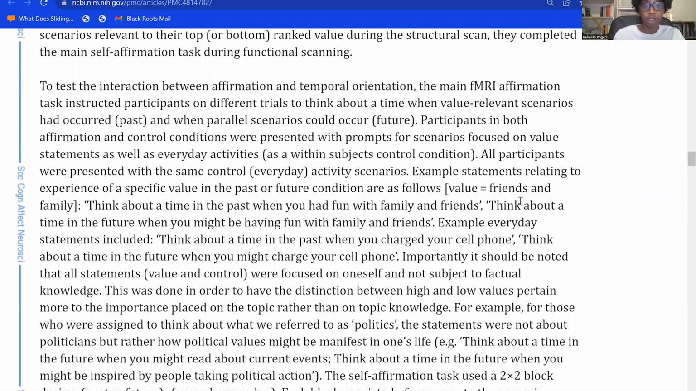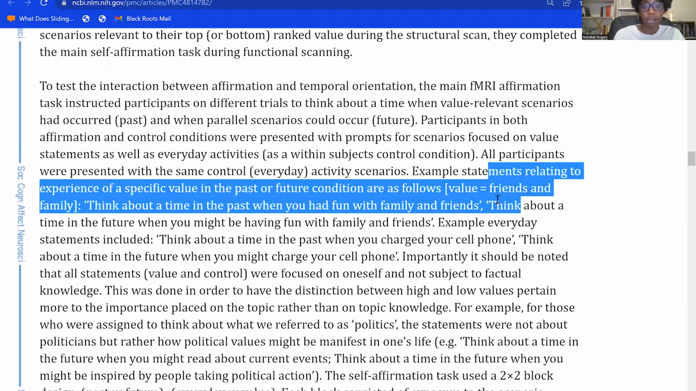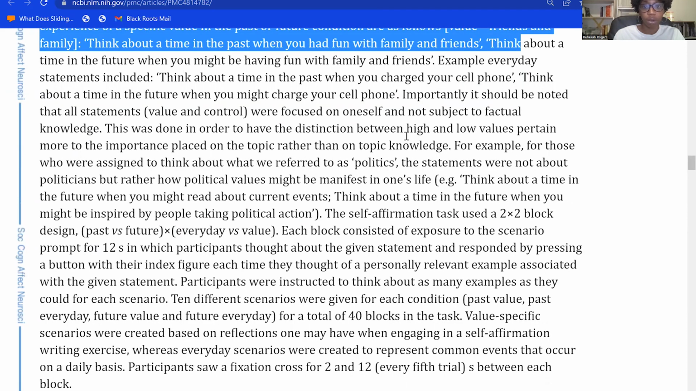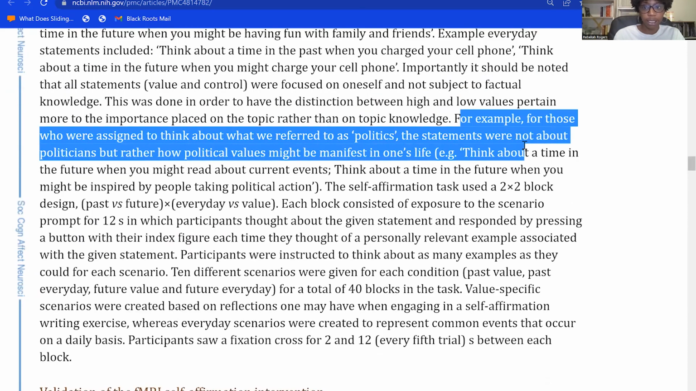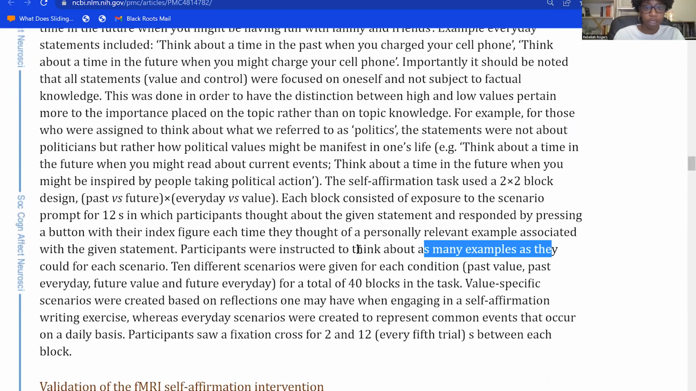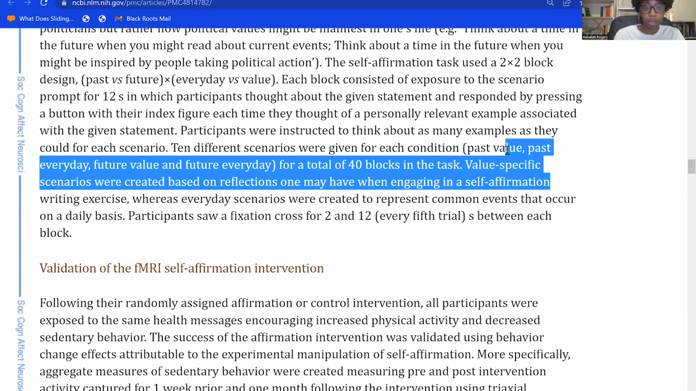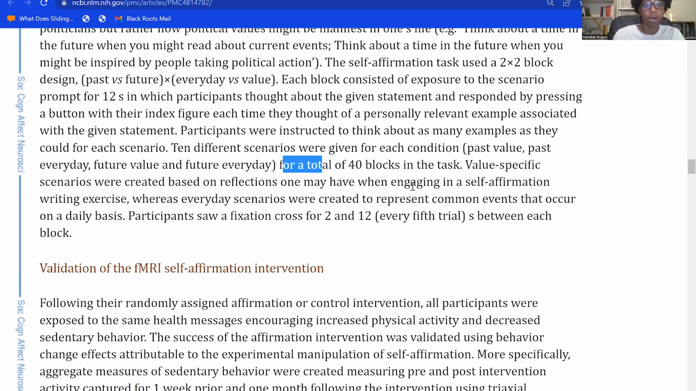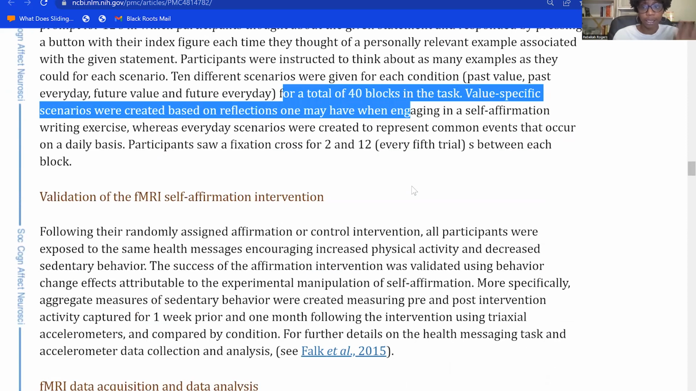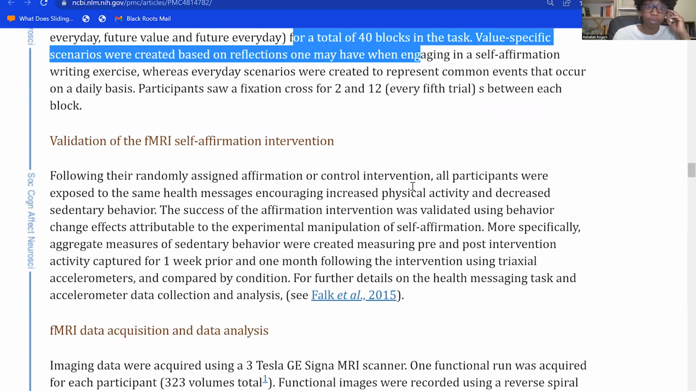They represented the same control, example statements, cool examples. A time, cool examples. As many examples. Ten scenarios. Okay. Forty blocks. So that's all just telling me exactly how this was structured in detail.